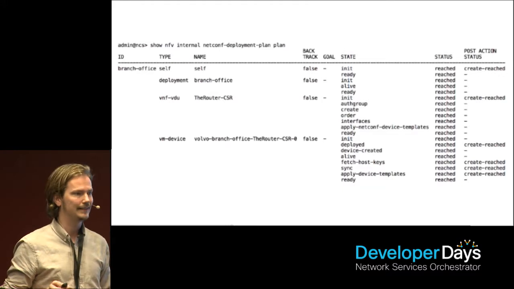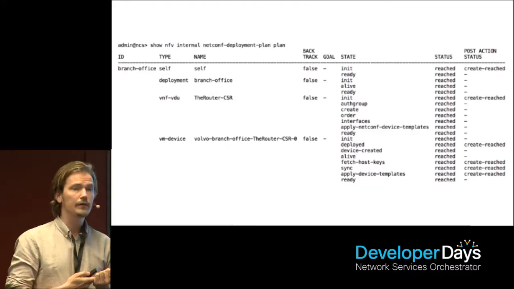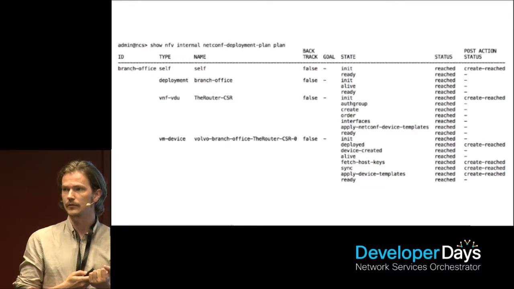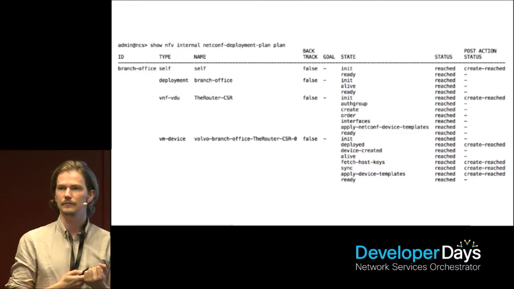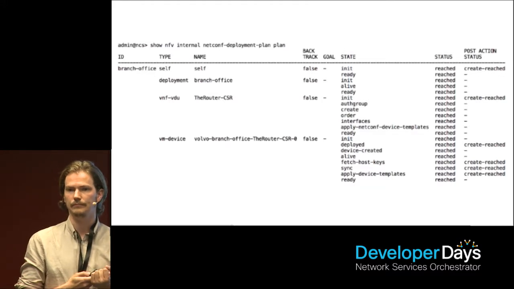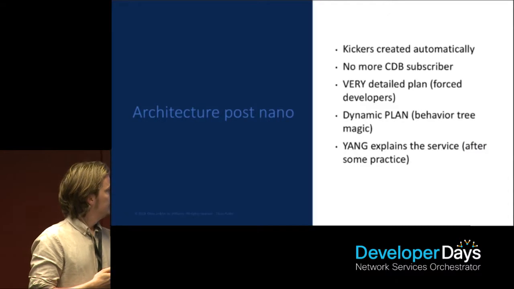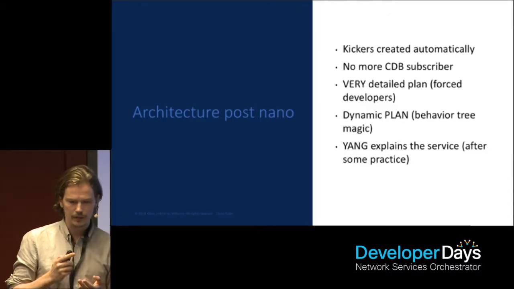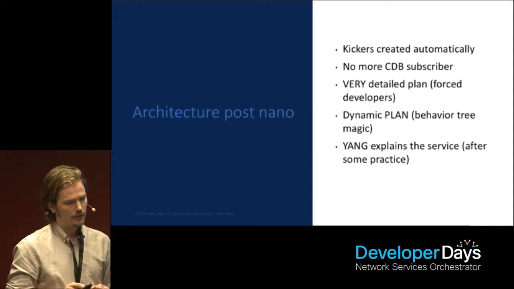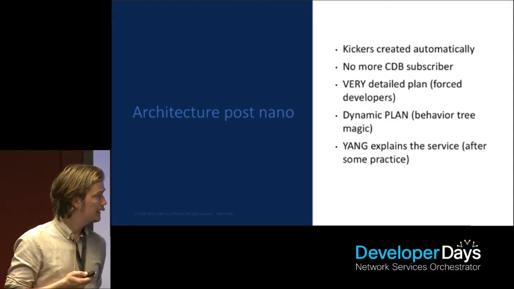So you kind of get that for free, which I think is one of the benefits of Nano Services, that you are forced to create a good plan that describes what the service does. Kickers are created automatically. We got rid of all the CDB subscribers that we had. We get a very detailed plan and a dynamic plan.